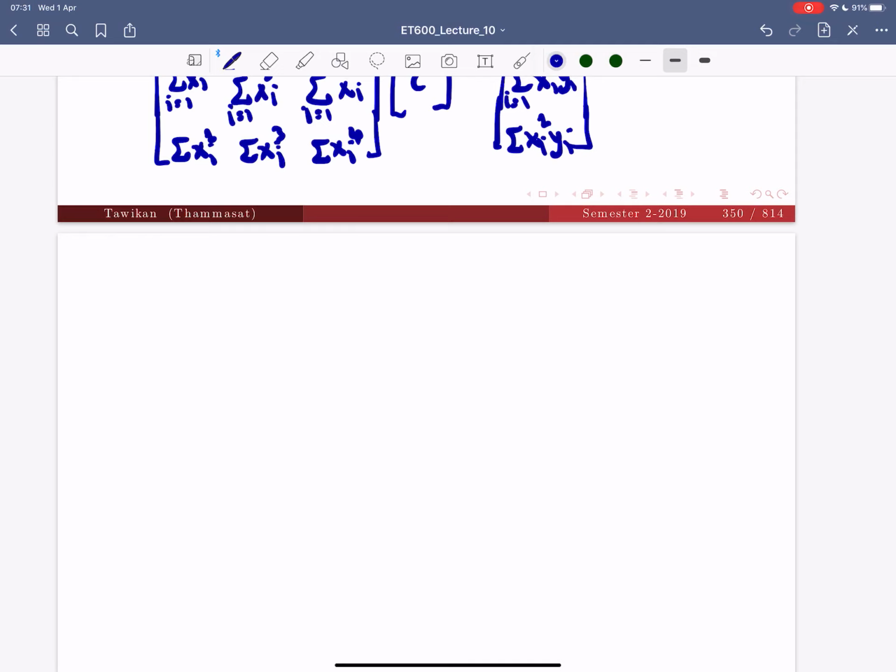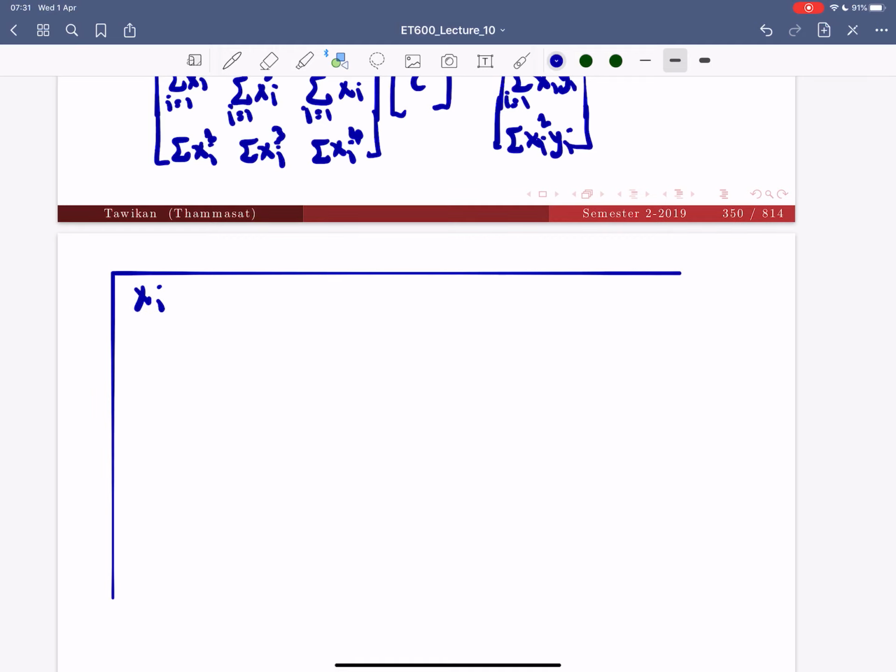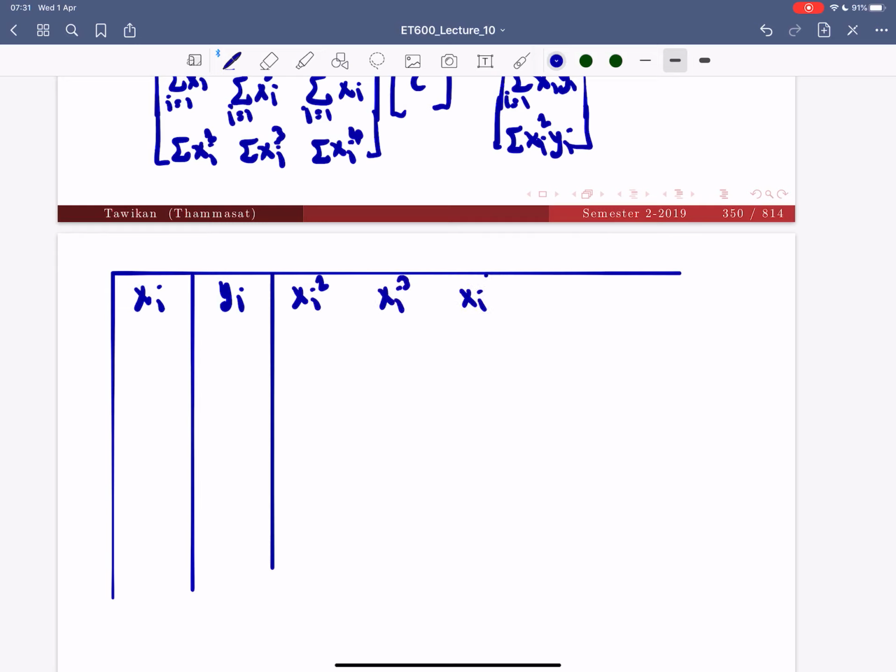So with the table, you're going to have, let me put xi as my first column. And then yi is my second column. I need xi squared. I need xi cubed. I need xi to the power 4. I need xi yi and xi squared times yi.